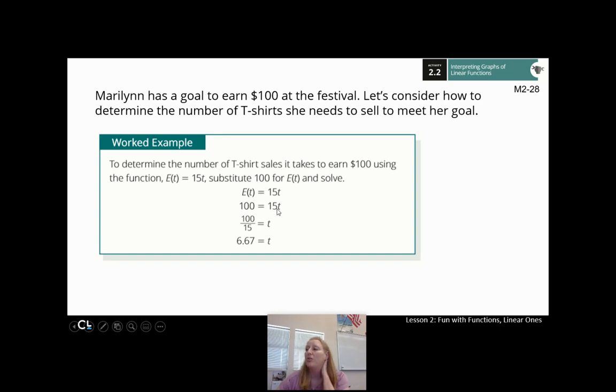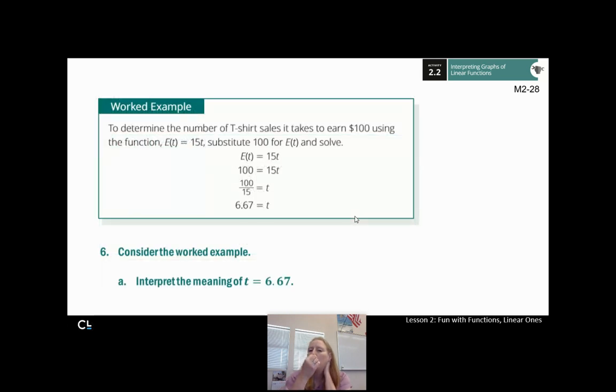So I divide both sides by 15, which gets my t alone. And then 100 divided by 15 gives me 6.67. So t equals 6.67. Now, considering this worked example, can you interpret for me the meaning of our answer, t equals 6.67? Go ahead and hit pause, jot down your thoughts on this, and then hit play when you're ready to continue your work.